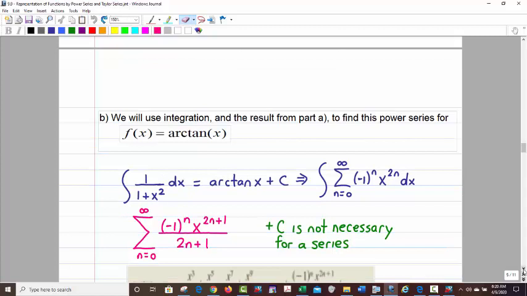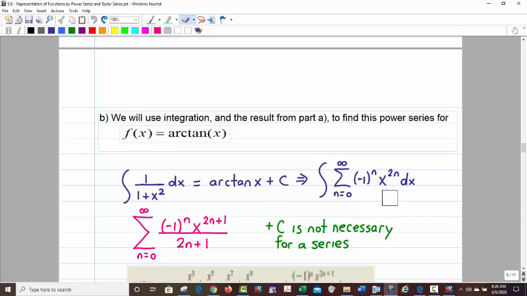Now, using that result from part A, could we come up with the series for arctan? And we can, because arctan is the antiderivative of 1 over 1 plus x squared. Now I just put the plus c here, even though we don't need it for the series, but it would be that way in an integral. So all you do, we're going to integrate.